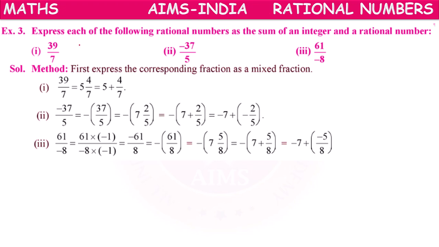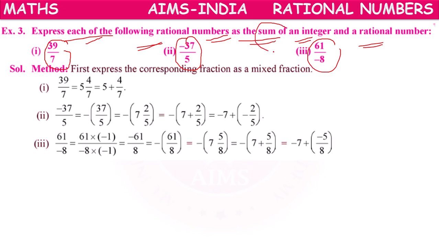Next. Express each of the following rational numbers as the sum of an integer and a rational number. So each rational number should be expressed as the sum of one integer and one rational number. So 39 by 7 is there.